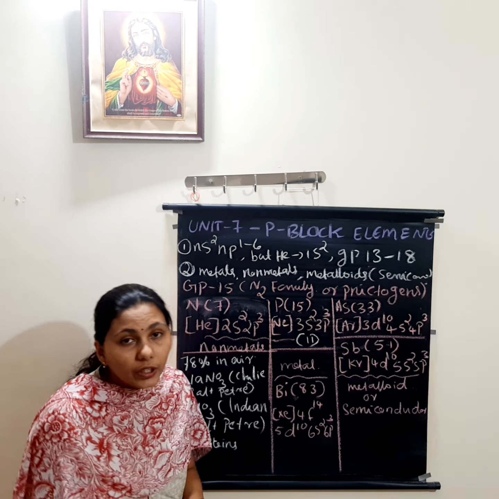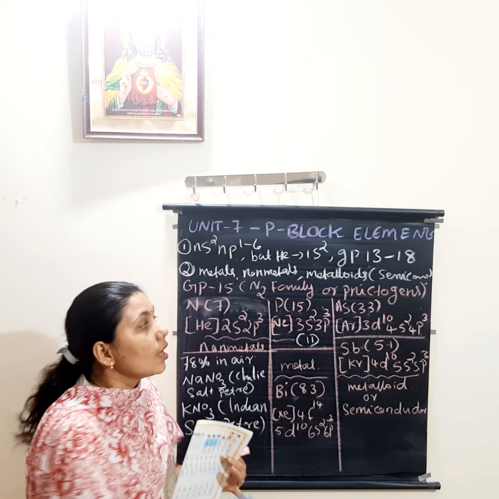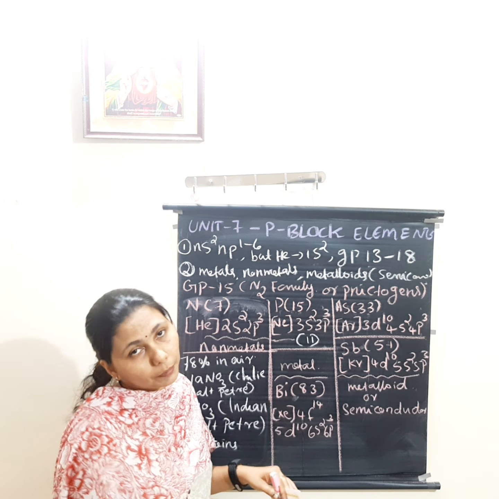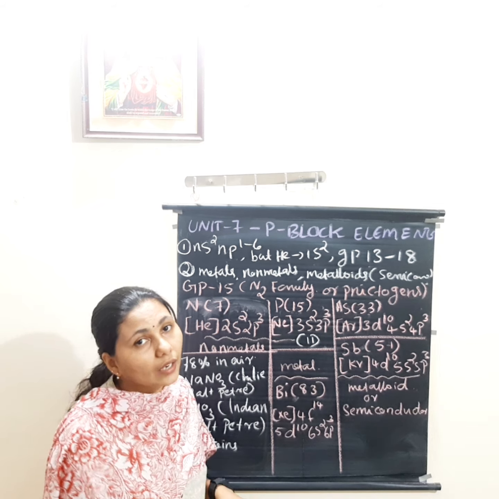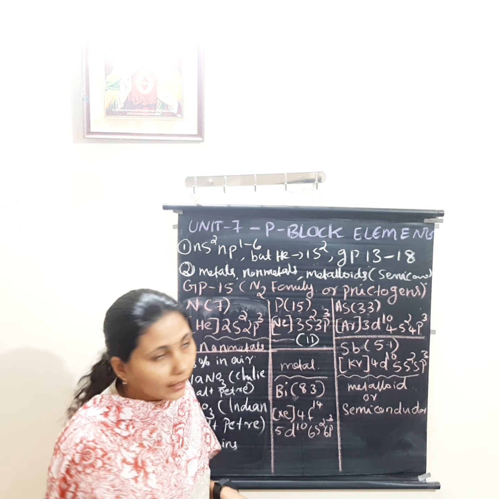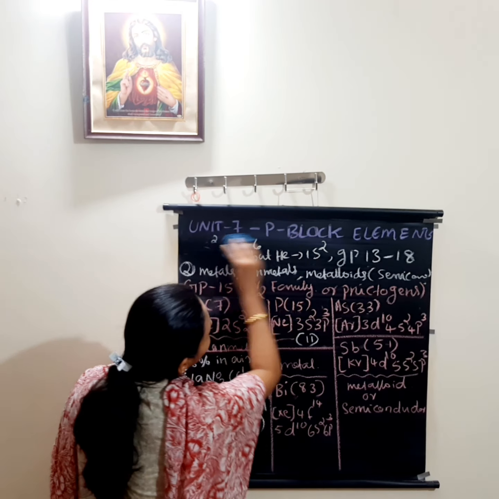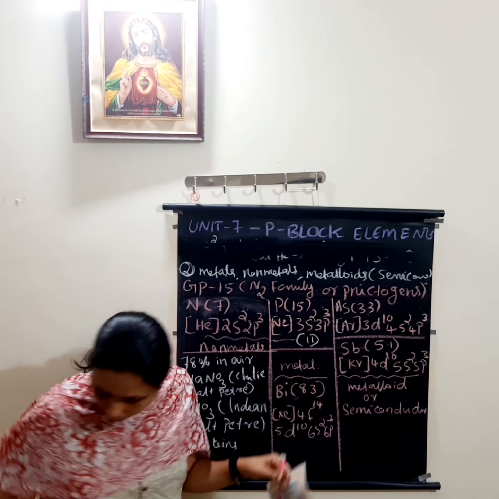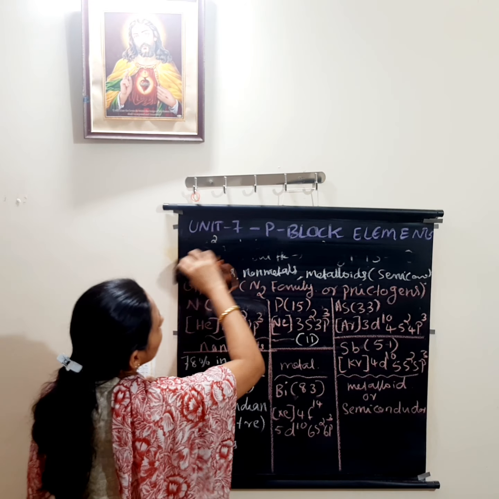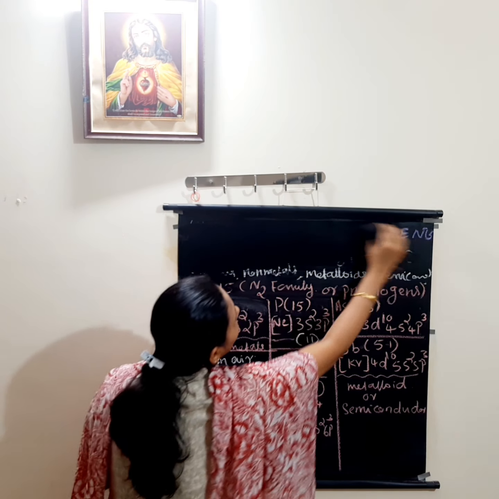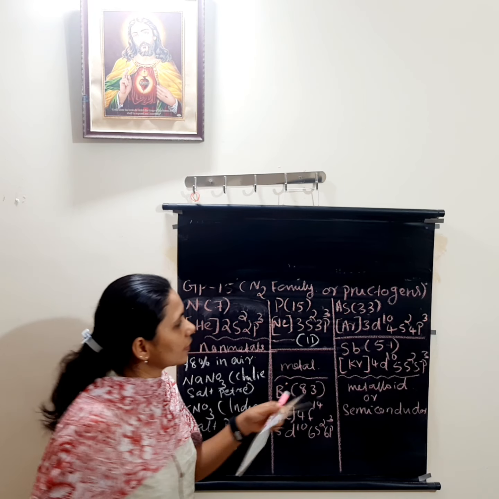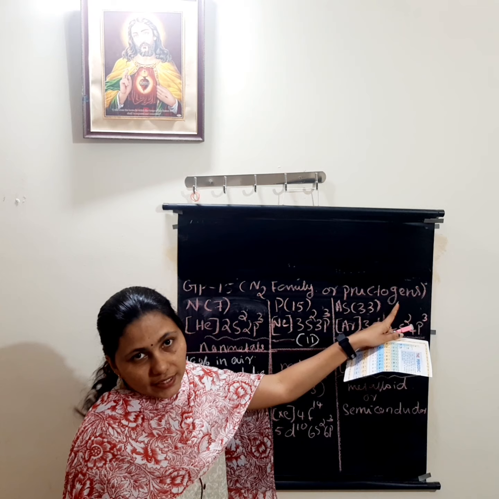Next we are moving to which one? Our main group in P block. In your syllabus it is starting from group 15. Okay, 13 and 14 are not there. It is starting from group 15, and group 15 is known as which one? Nitrogen family. That family has one more name, that is known as which one?